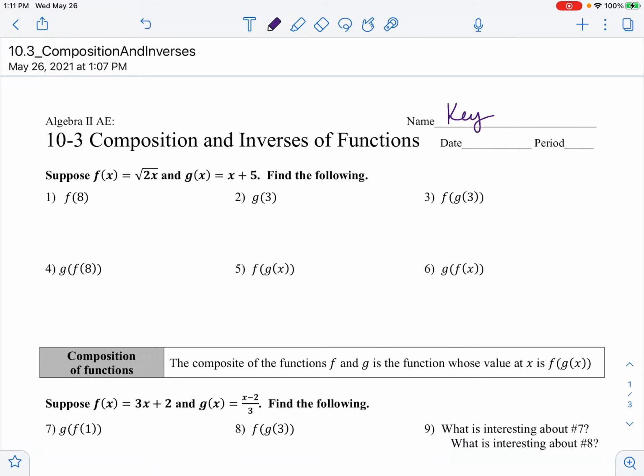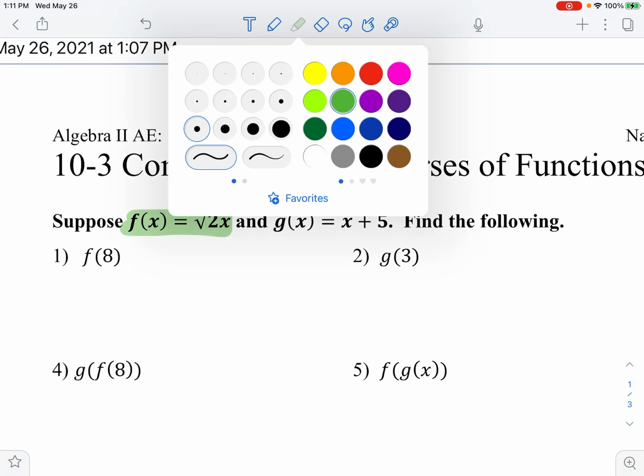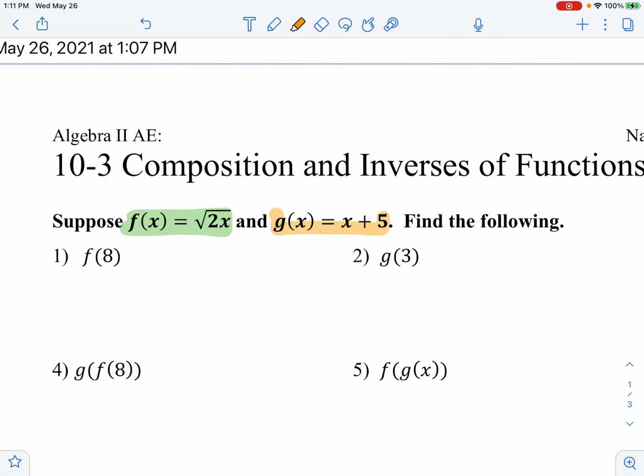Today we're going to talk about 10.3, which is about composition and inverse functions. We've seen some of this before, but this is just going to take what we know and go one step further. So let's start out here. I gave you two functions, f of x and g of x, and we're going to calculate some things with these.